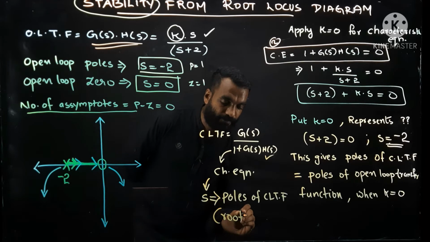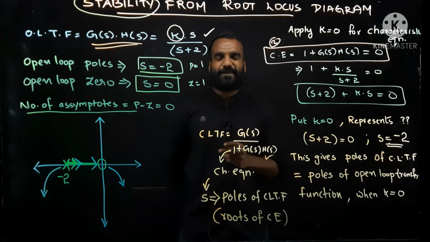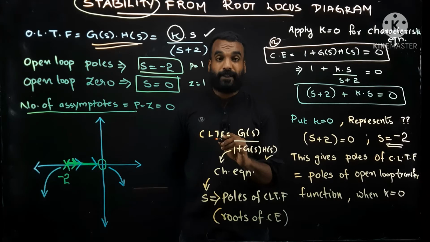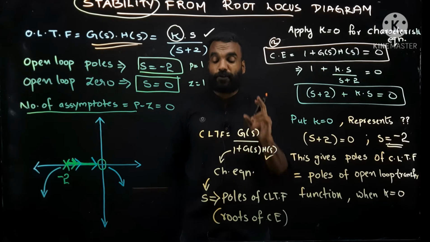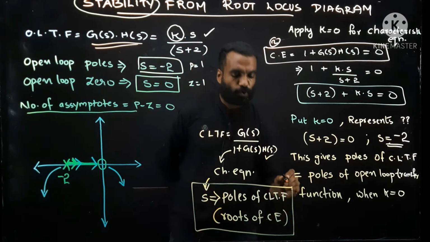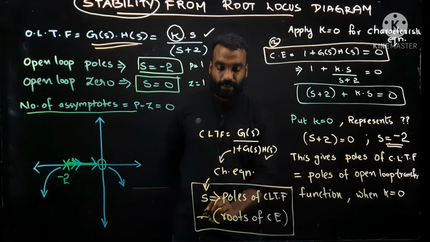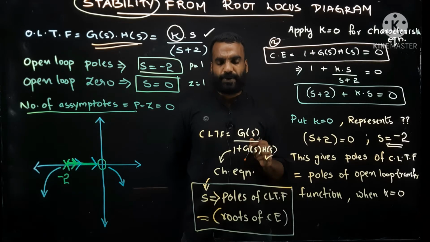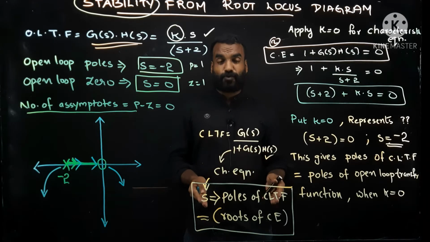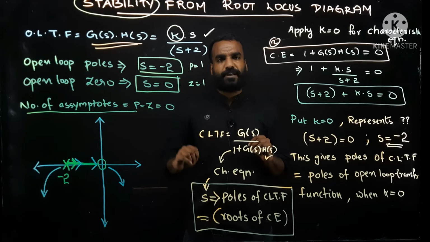So, the roots of the characteristic equation are nothing but the denominator of the CLTF. The denominator of the CLTF gives the poles of the closed loop transfer function. So, this is important. You have to write it in your notebook like this. The poles of the closed loop transfer function are equal to the roots of the characteristic equation. And the behavior of these roots or poles of the closed loop transfer function will say whether our system is stable or unstable.